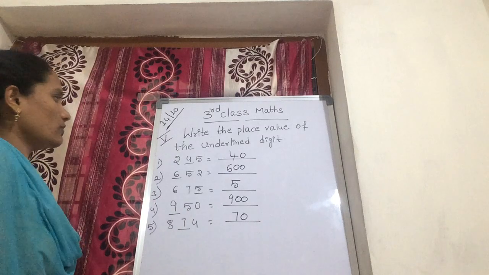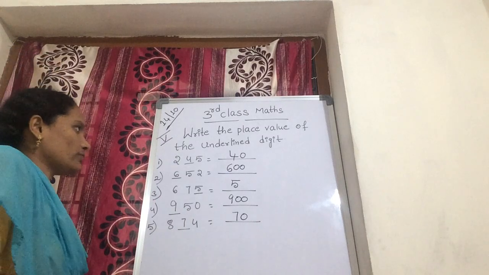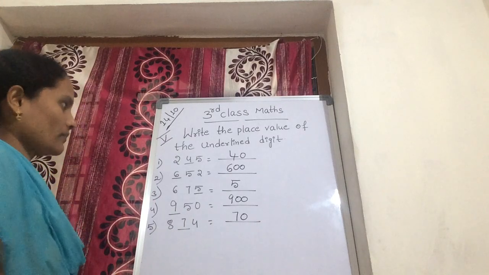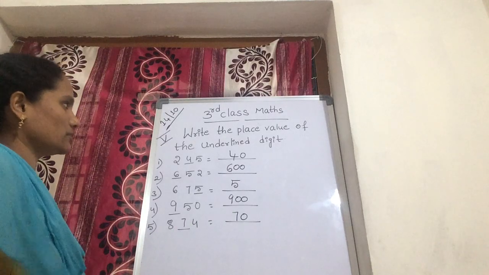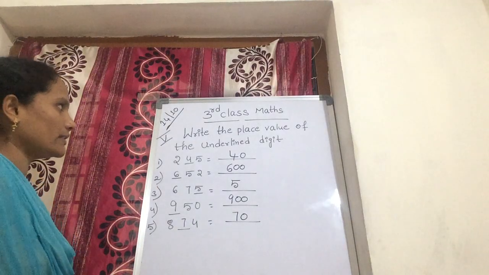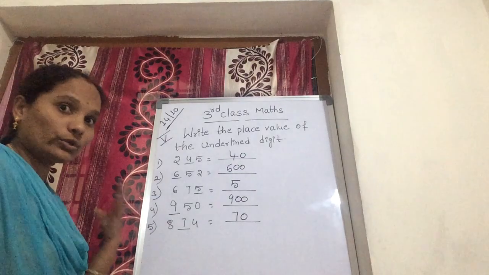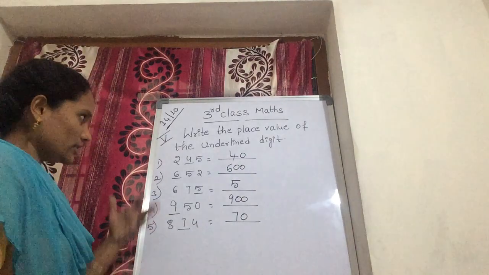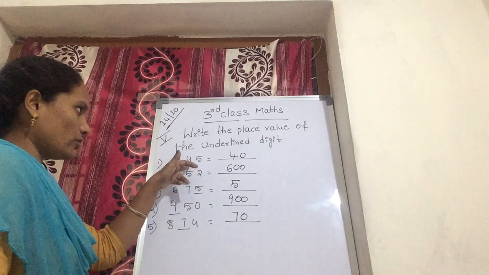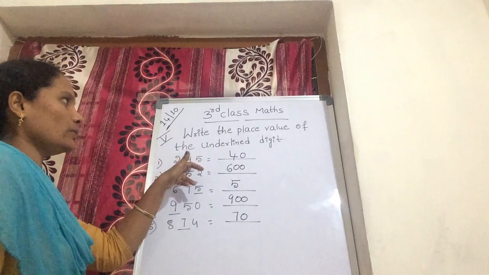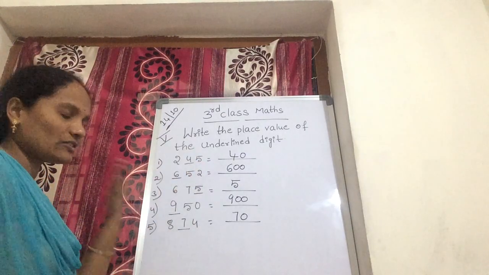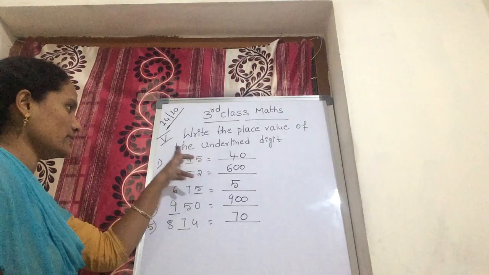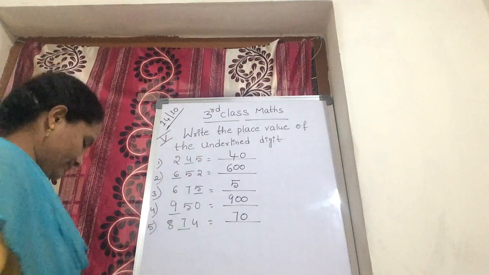Add the place value of the underlined digit in 245. 4 is 40. Like that, all. You can understand how to write the place values, how to read that number. You can check it. 245. 40. So the place value is 40. Or you are checking place values. Ones, tens, hundreds. Okay.